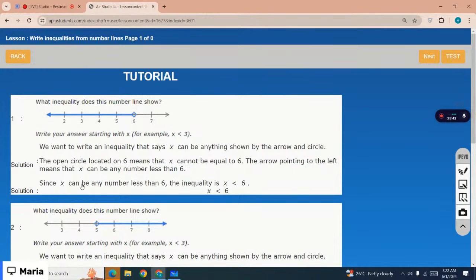Which inequality does the number line show? You are given the number line. You have to see which inequality the number line shows, right? You have to see two things on the number line: if the arrow is on the right hand side or on the left hand side. So here, the arrow is on the left hand side, right? And the other thing is you need to look for the open or closed circle. You have an open circle at 6. That means 6 is not included. So x is less than 6 because the arrow is pointing to the left. The correct option is x is less than 6.